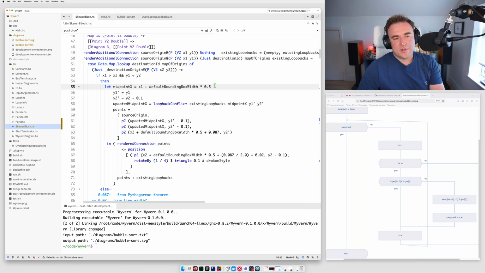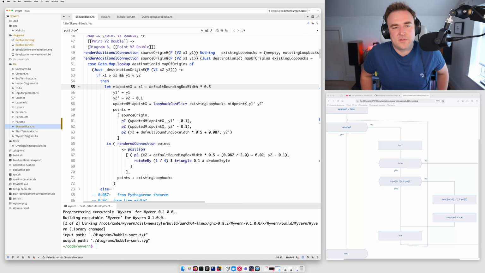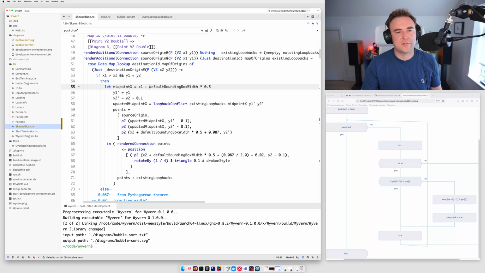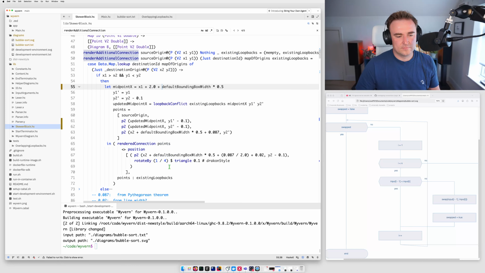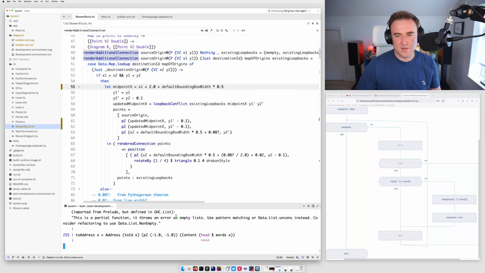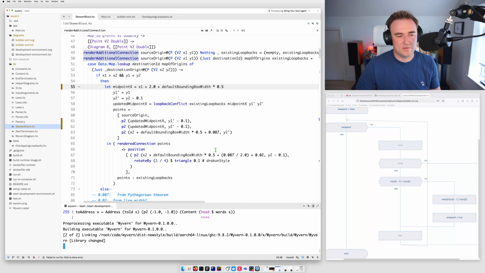So the midpoint here should not be x1 plus default bounding box, but instead it should be the width of the right hand side branch, I believe. Let's just quickly test it. We only have one loop back, so it shouldn't affect too much in this diagram.